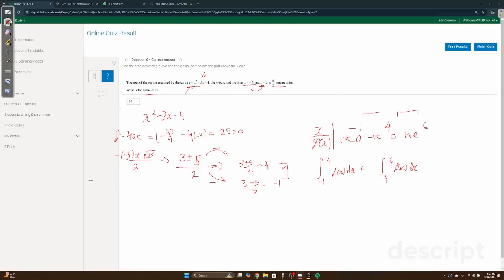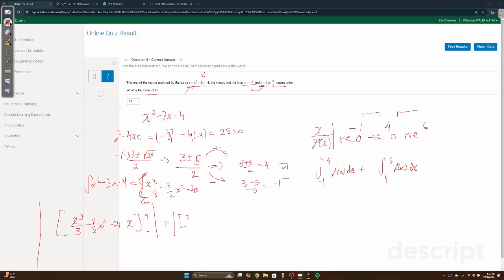Okay? Let's find first what's the integral of x squared minus 3x minus 4. It's equal to x cubed over 3 minus 3 over 2 x squared minus 4x. What are our bounds? We're going to start with minus 1 to 4, right? So x cubed over 3 minus 3 over 2 x squared minus 4x, in between minus 1 and 4, and we're going to add. Remember, you need to find the positive value of it, and then add it to, let's put absolute, the positive value of from 4 to 6.